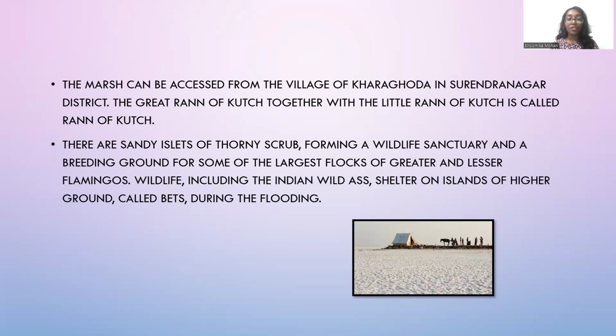The Great Rann of Kutch, together with the Little Rann of Kutch, is called Rann of Kutch. There are sandy islets of thorny scrub forming a wildlife sanctuary and a breeding ground for some of the largest flocks of greater and lesser flamingos. Wildlife, including the Indian wild ass, shelter on islands of higher ground called bets during the flooding.